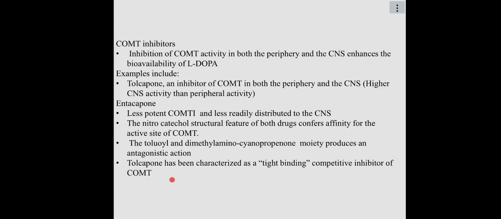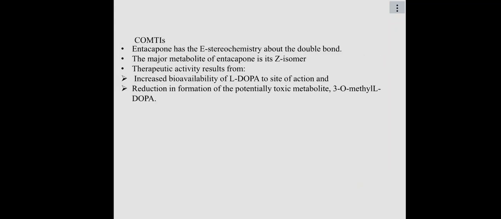then the normal substrate, which can either be L-DOPA or dopamine, cannot bind that enzyme, because these drugs are binding a little bit more strongly, have a slightly longer duration of action, and therefore will inhibit the metabolism of both L-DOPA and dopamine by the catechol methyltransferase.